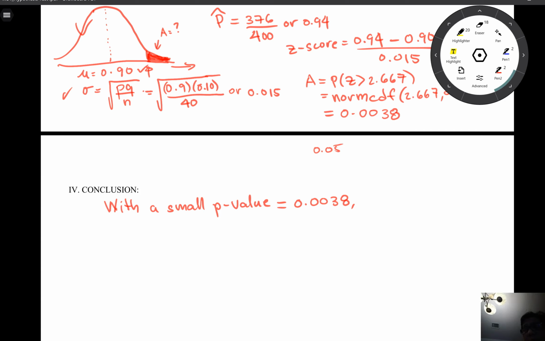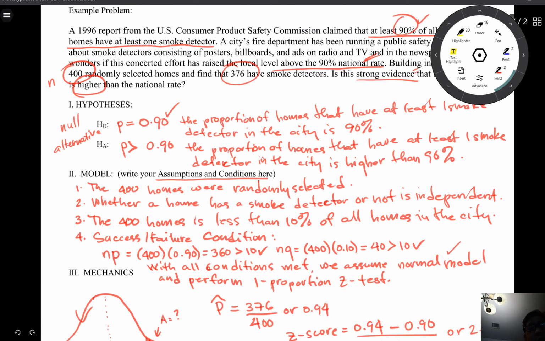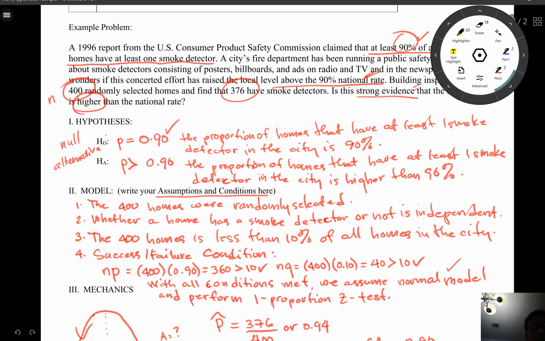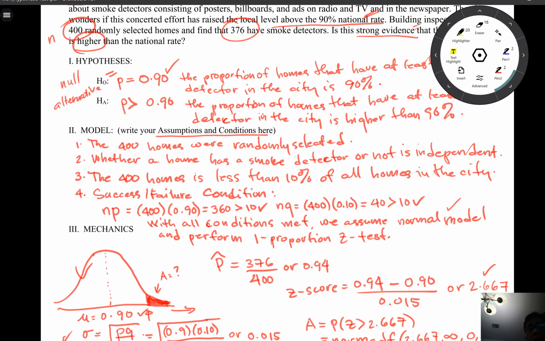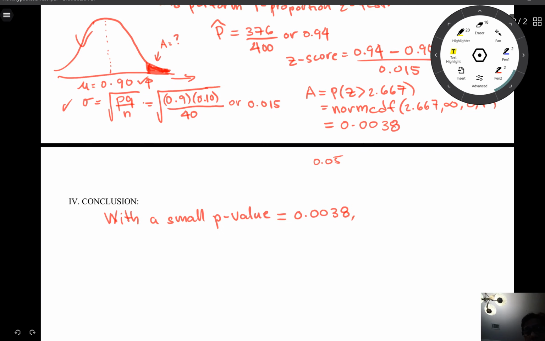And so if something unusual has happened, then probably because our assumption is wrong, or it has already changed. In this case, it's not 90% anymore. Okay, and so we say, with a small p-value equal to 0.0038, we reject the null.